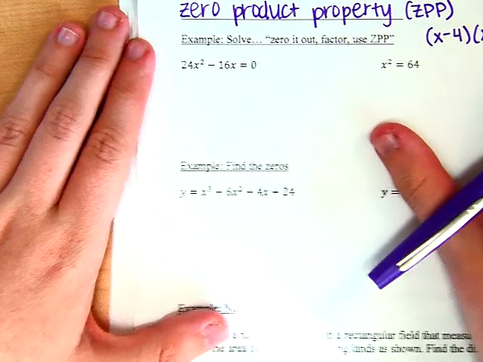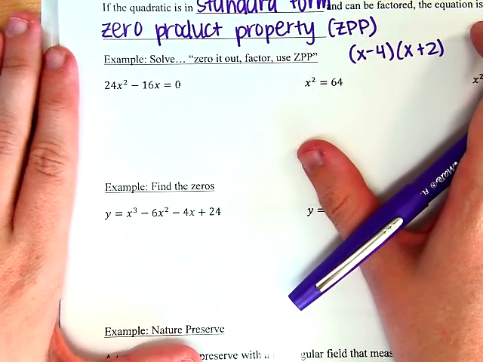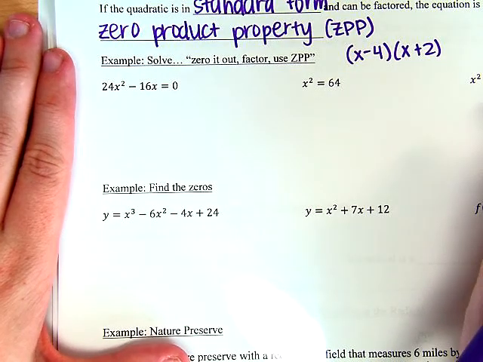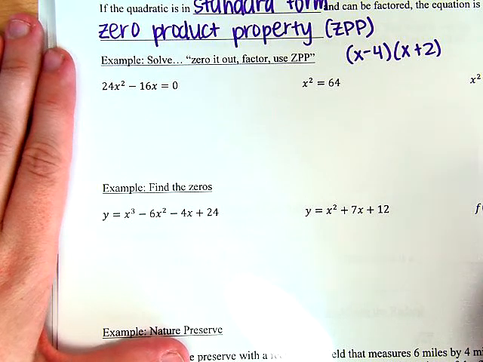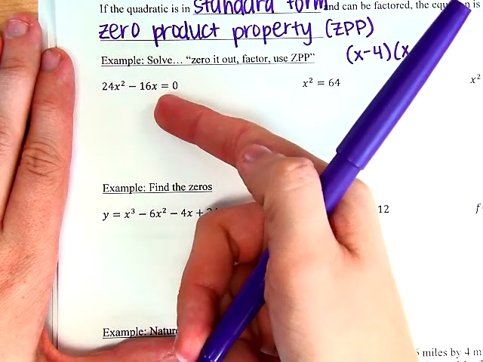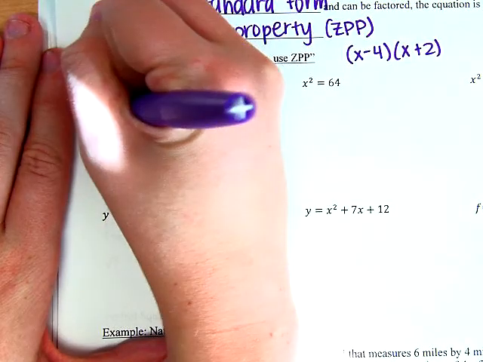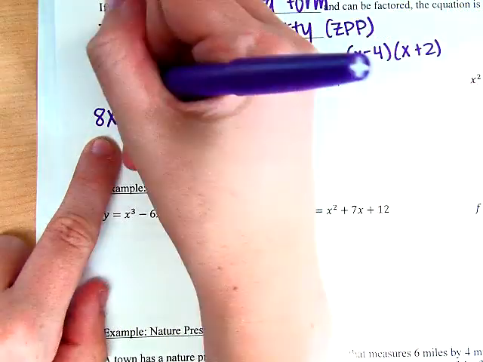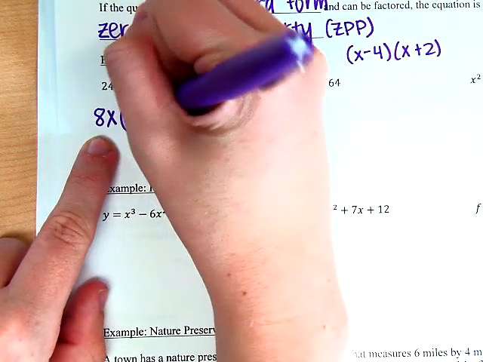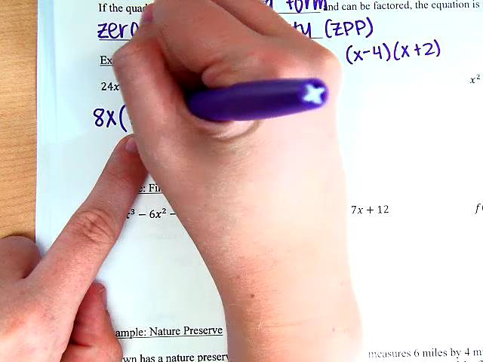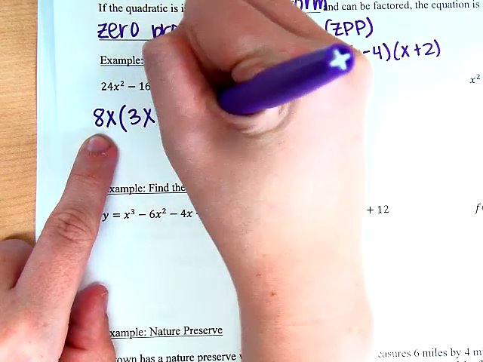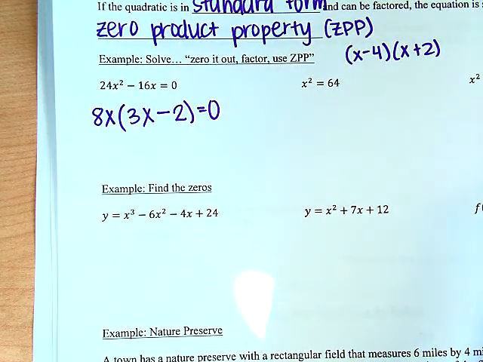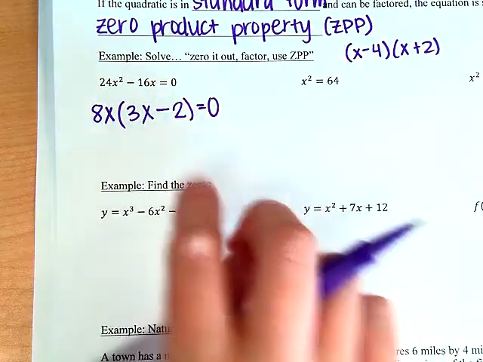So let's look at this. Zero it out, factor, use zero product property, etc. So let's see what these two have in common. They both share the number 8, and they both have at least one x. So when I factor that out, 24 divided by 8 gives me 3, and I still have one more x in there, minus 2.